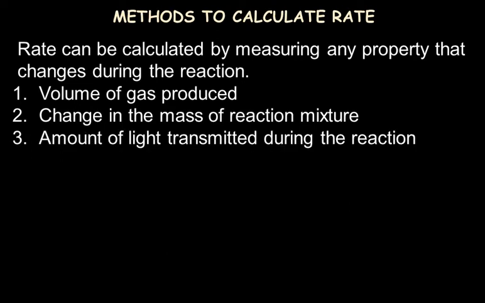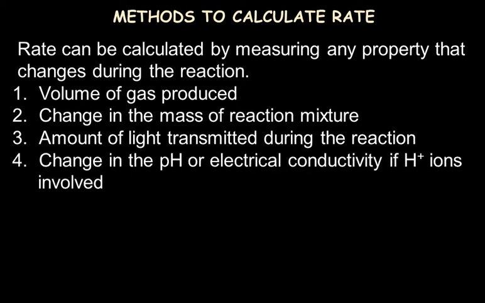Or calculate the amount of light transmitted during the reaction if there is a change in the reaction conditions or some precipitates are produced or the transparency is affected. Then this method can be used, where the amount of light transmitted during the reaction is measured per unit time.